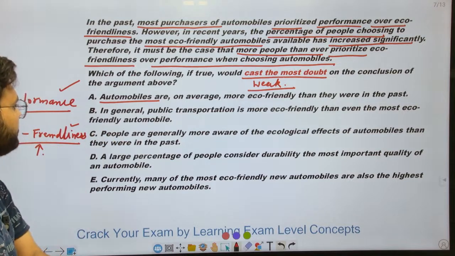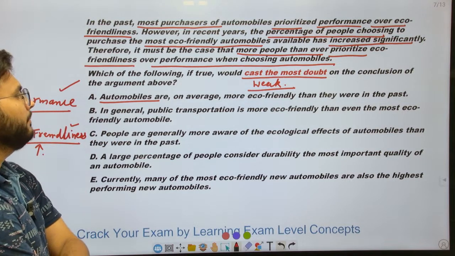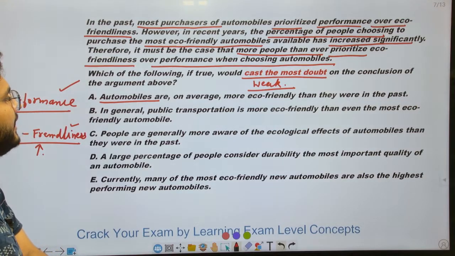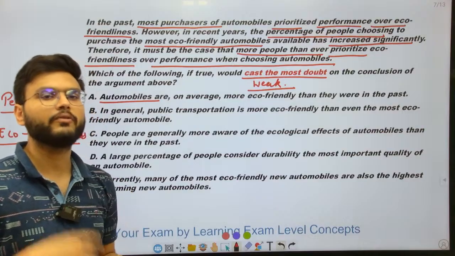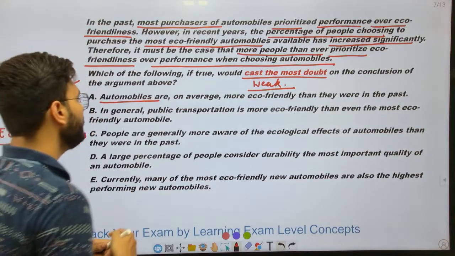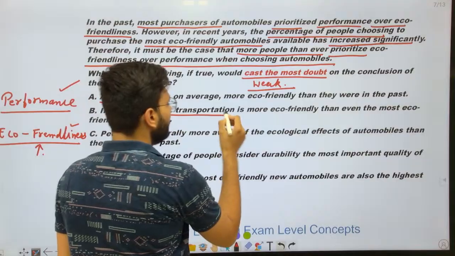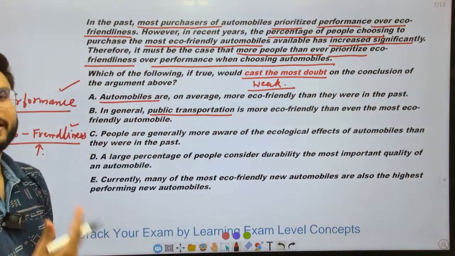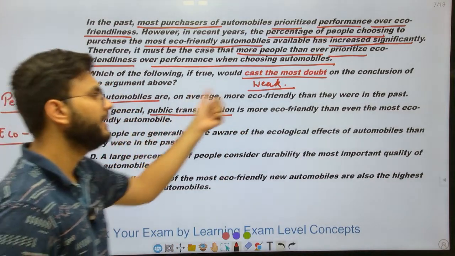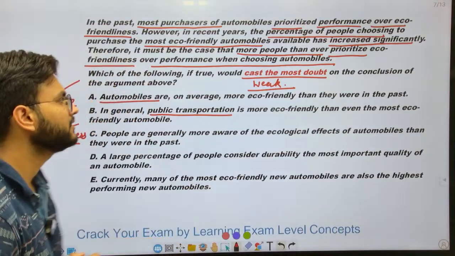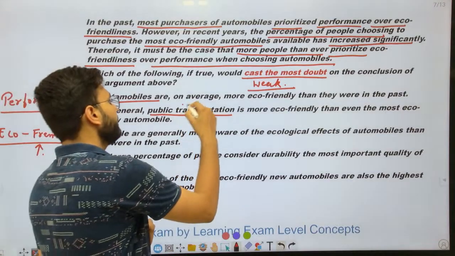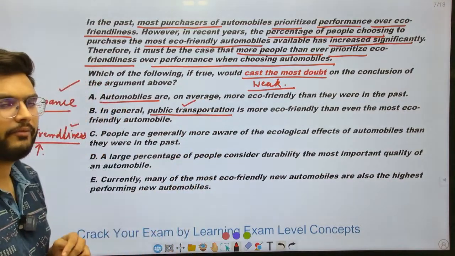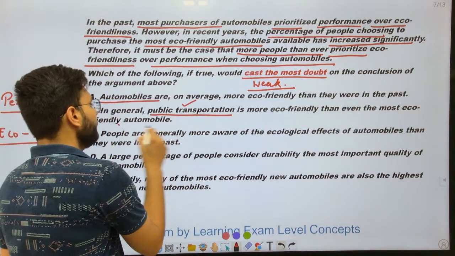Option B. In general, public transportation is more eco-friendly than even most eco-friendly automobiles. I am talking about eco-friendly automobiles. I am not talking about public transportation. Now you have introduced a new factor from which I am comparing the idea. My comparison is eco-friendly vehicles. I cannot compare it with public transportation and eco-friendly vehicles which are automobiles.